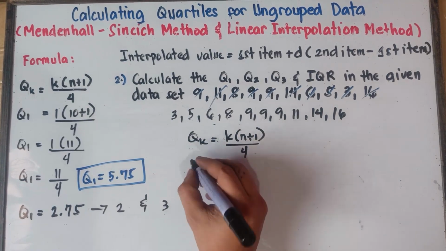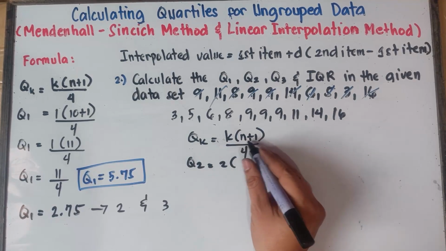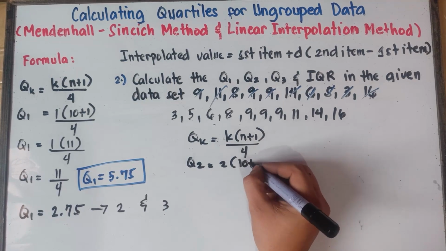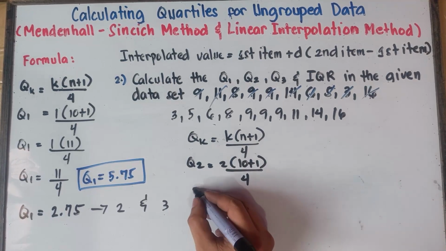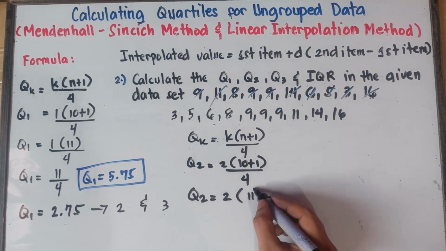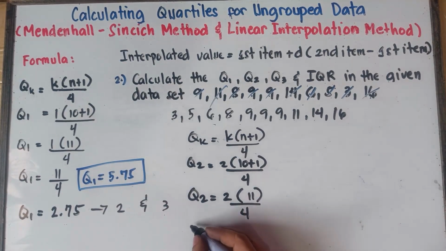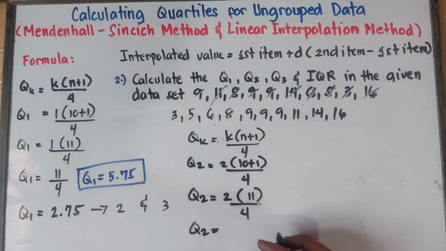Alright, we're looking for quartile 2. So quartile 2 equals k is 2, and n is the total number of samples, so we have 10 plus 1 divided by 4. So quartile 2 equals 2 times 11 divided by 4, since 10 plus 1 is 11. Simply multiply: 2 times 11 is 22, divided by 4.